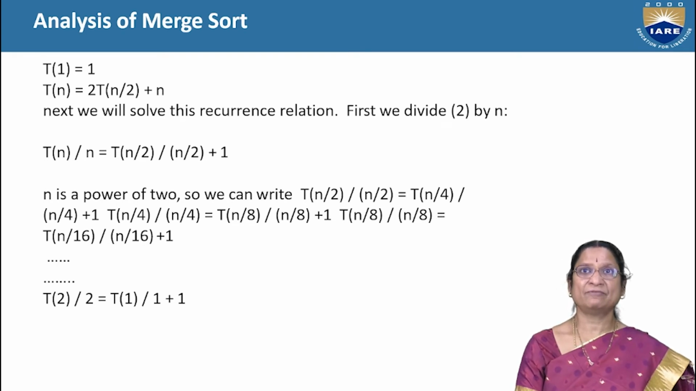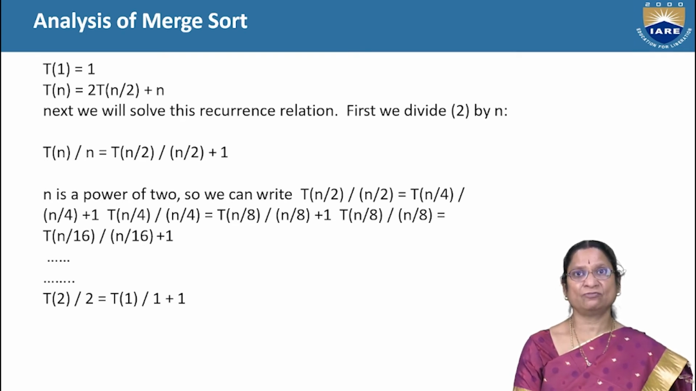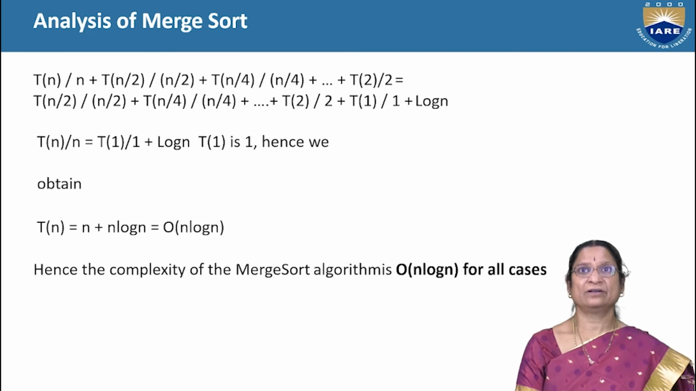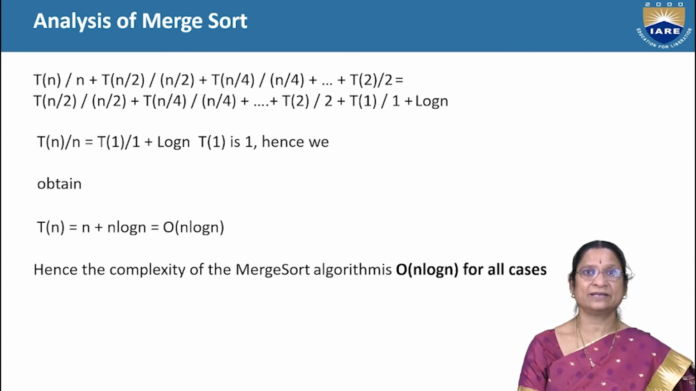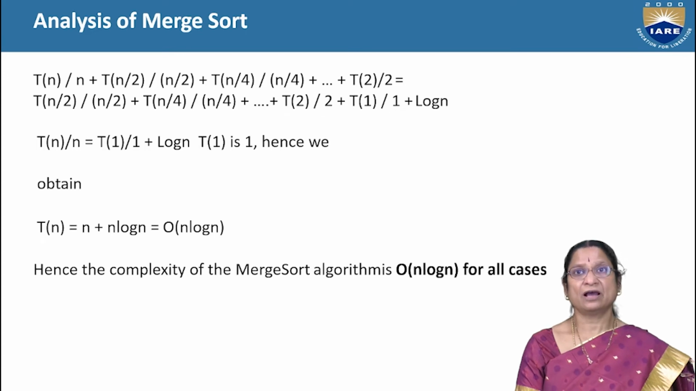So when n is 1, T(1) is 1, and we will get a logarithmic value, log n, or n log n will be considered. Based upon that, we will get n log n, as we discussed already in the recurrence relation video. So T(n) is equal to n plus n log n. n is for combining and n log n is for our merge sort recurrence relation solution.